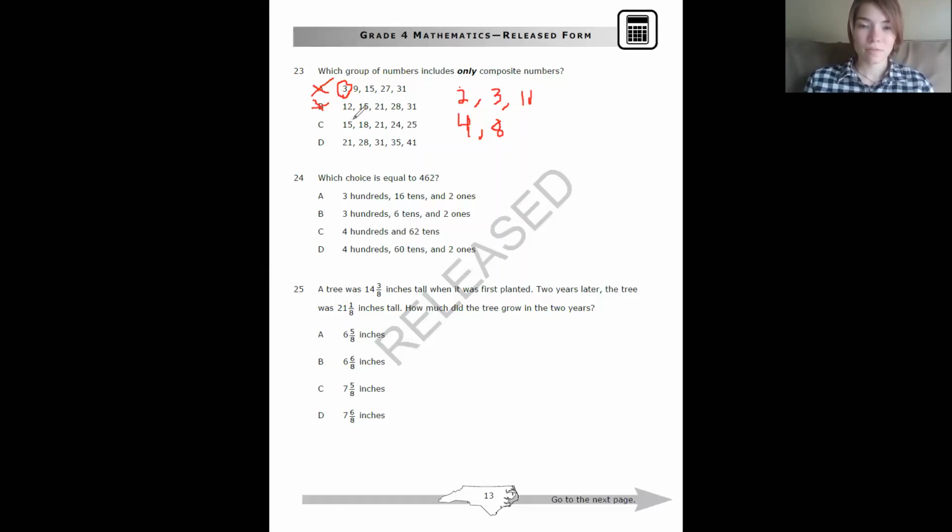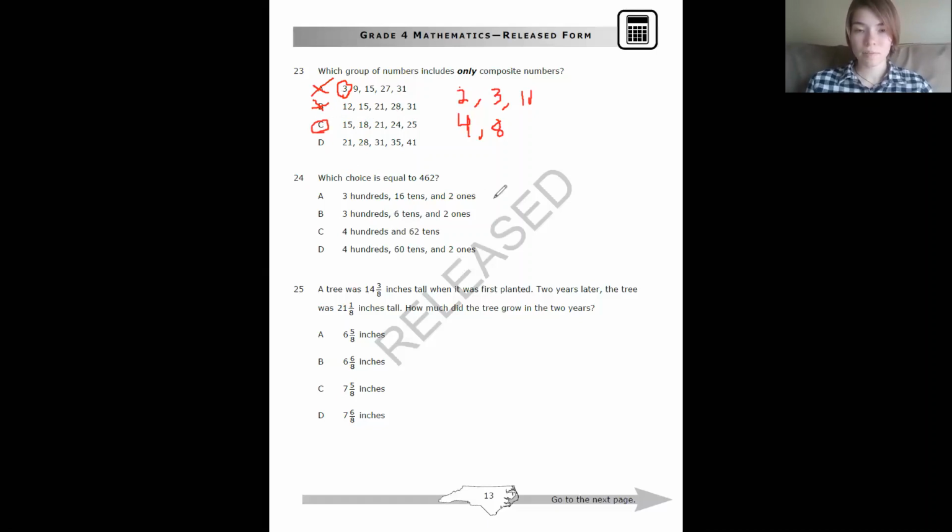For C, 15 we said is composite, 18 is equal to 2 times 9, 21 is equal to 3 times 7, 24 is equal to 3 times 8, 25 is equal to 5 times 5. So all of these numbers have factors other than 1 and themselves, which means that they are all composite.